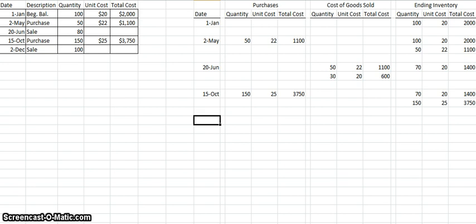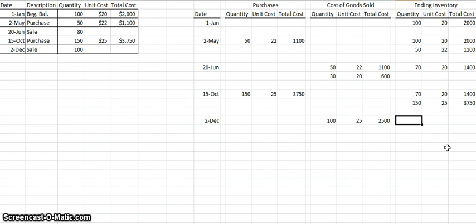So we add those in next. Okay? Then on December the 2nd, we have a sale. We sold 100 units. This is LIFO. Last in is the first out. So the last thing in inventory, the most recent purchases, are going to be the first ones that are sold. So again, we're looking at that 150 units to begin with. We had a sale of 100, so all 100 can come out of that last level, the $25. So $2,500 is the cost of goods sold for that transaction.